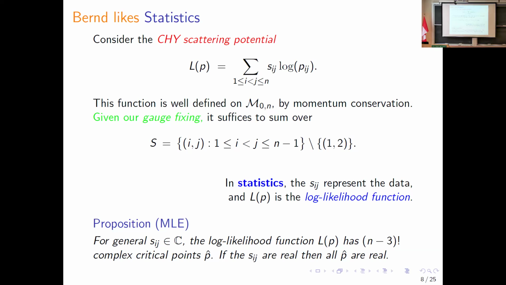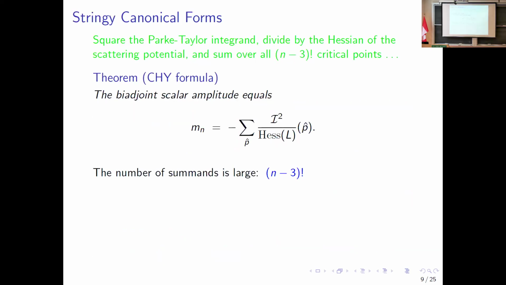Now how is the Koba-Nielsen integral related to these critical points? Well, this is the CHY formula. I'm first going to say it in words, and then I'm going to state the formula. So in words, we're going to square the Parke-Taylor integrand, divide by the Hessian of the function we're optimizing, and then sum over all critical points. Now this minus sign has to do with the fact that in statistics we're doing maximum likelihood, maximizing the likelihood function, while in physics we're minimizing the potential. It's just off by a sign.